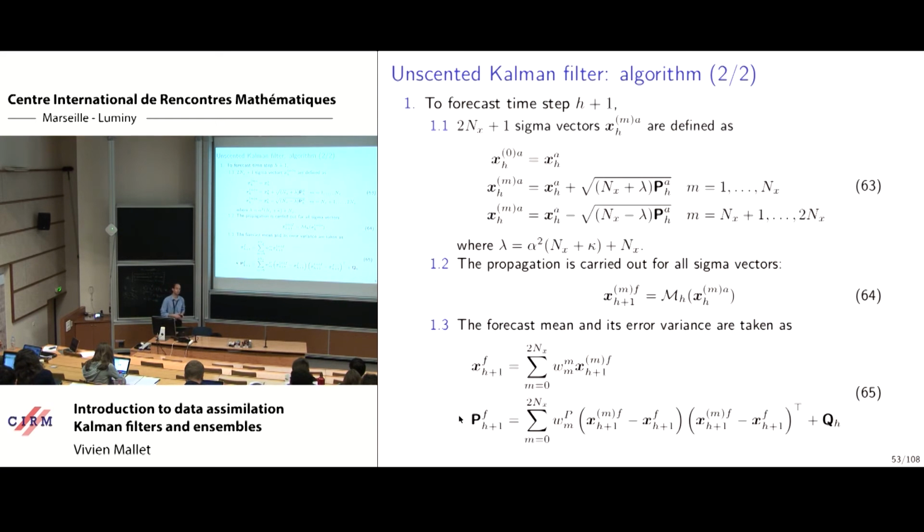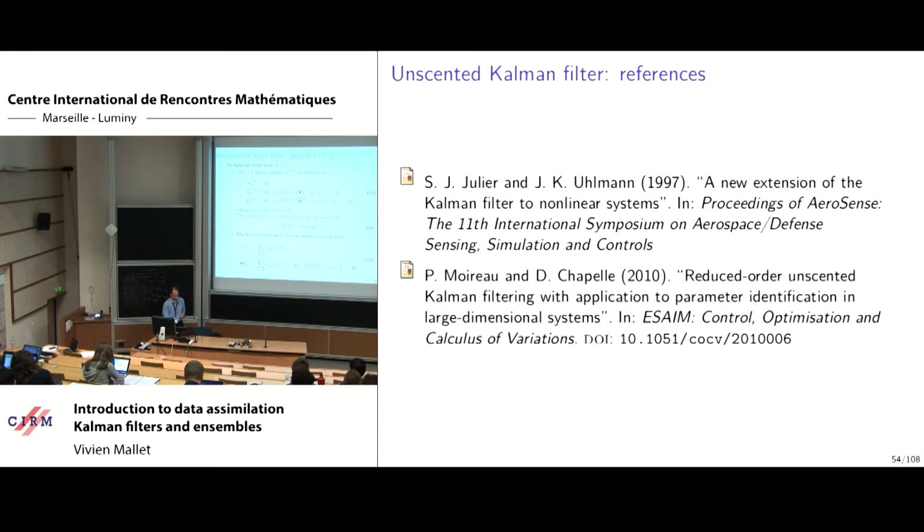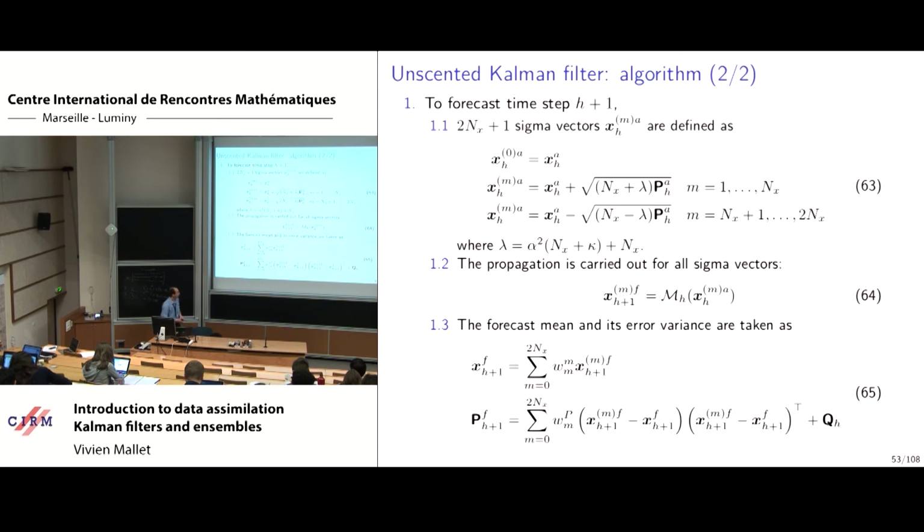So it's just deterministic sampling. That's why I wanted to show that. But there are still issues because, you know, here, how many members? You have nx, the size of the state, and actually you have 2 times nx plus 1 members, so it's huge. So you can't use it as such.